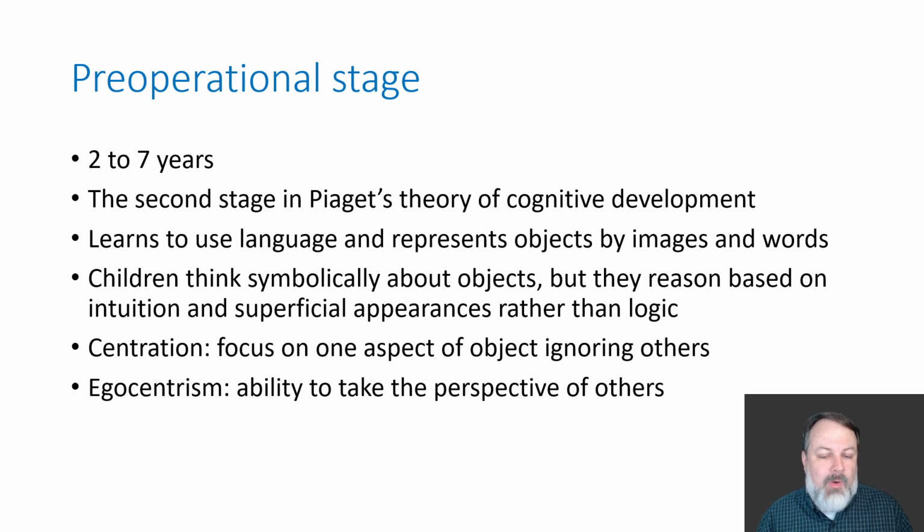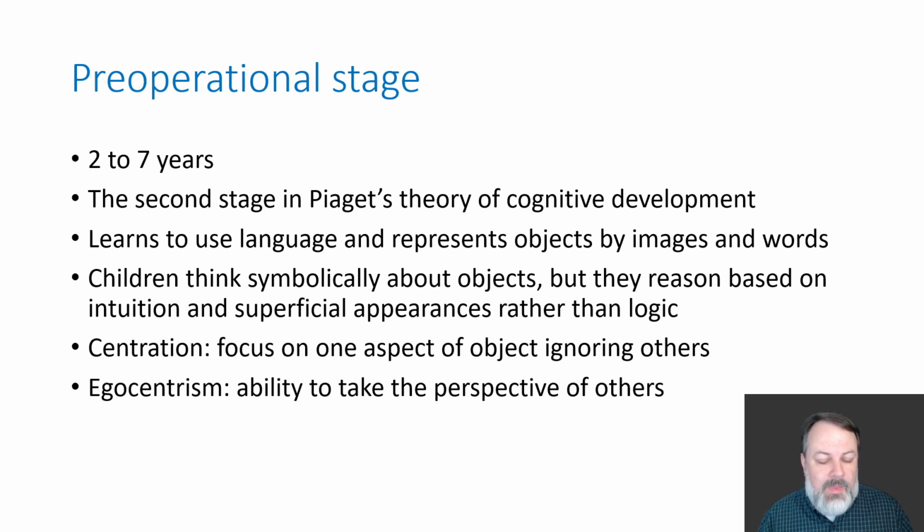Then we have the pre-operational stage, which Piaget said was around from 2 to 7 years of age. And so this was his second stage. This is where children learn to use language and to represent objects by images and words. Children can think symbolically about objects, but their reason is often based on intuition and superficial appearances rather than with a more sound logic.